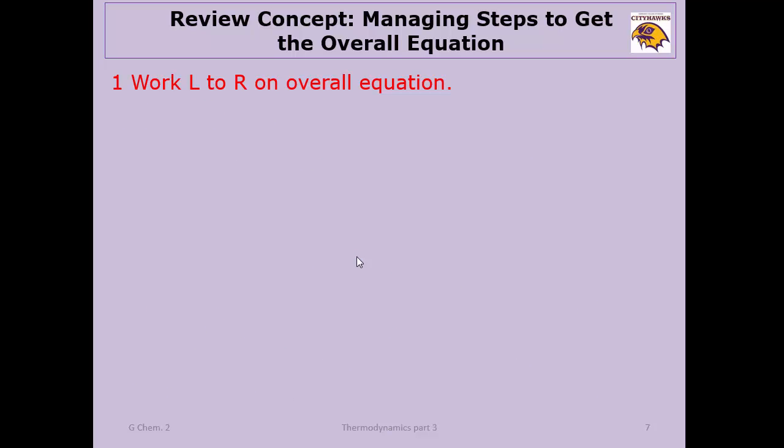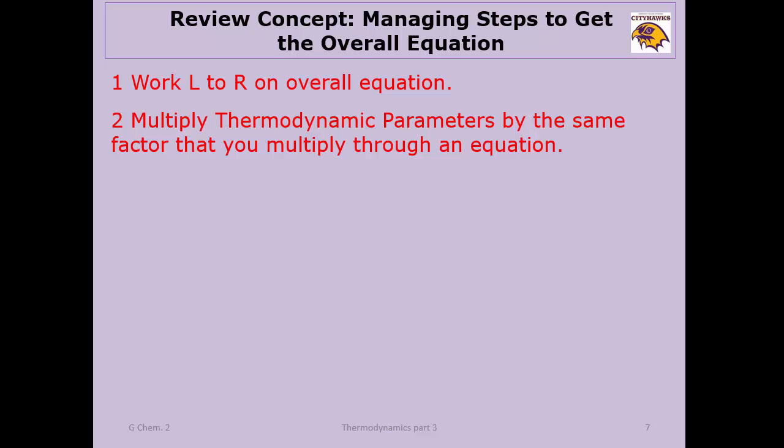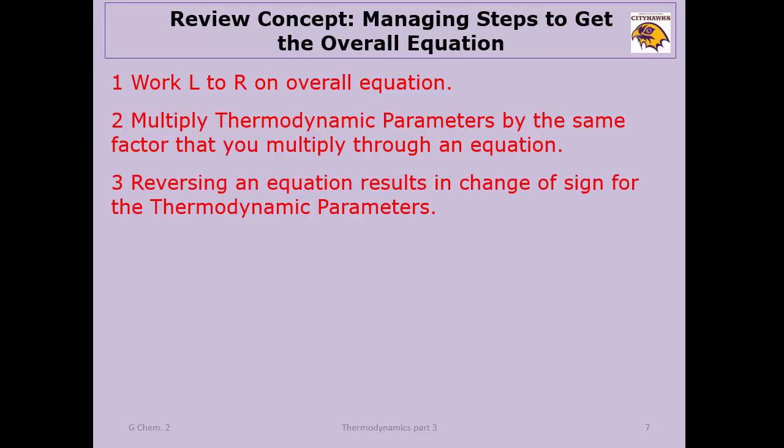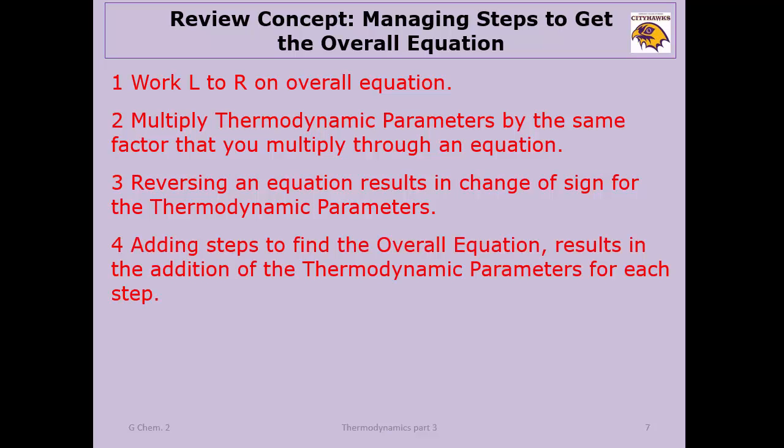So what are the keys here? Work left to right on the overall equation. If you multiply through on the equation, you also need to multiply through on the thermodynamic parameter. If you reverse an equation, then you need to change the sign on the thermodynamic parameters. And when you add steps in the equations, the results are just the addition of the thermodynamic parameters for each step. So that's what we did.